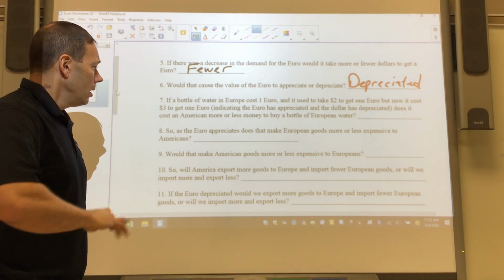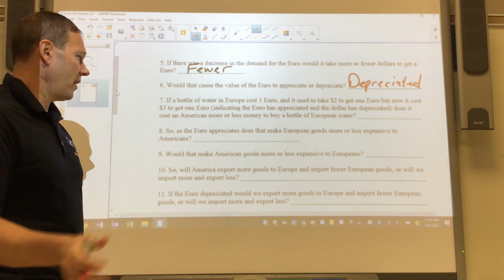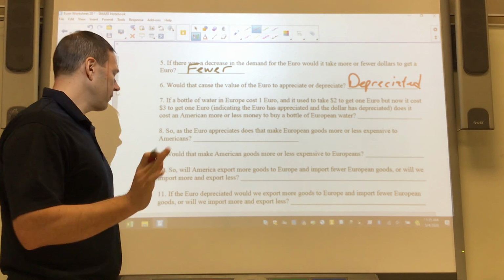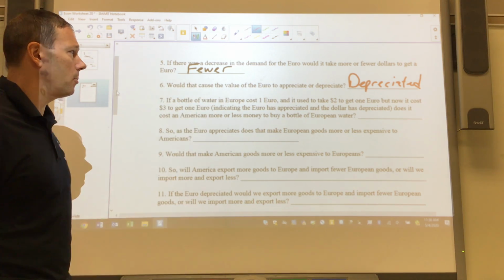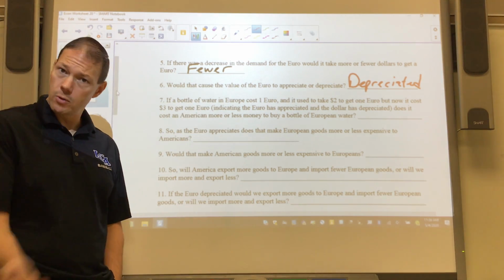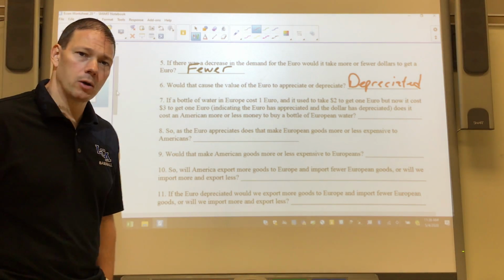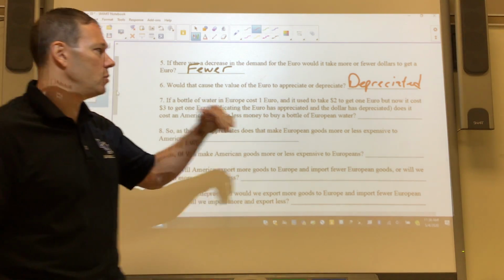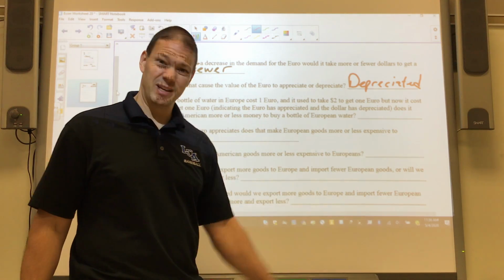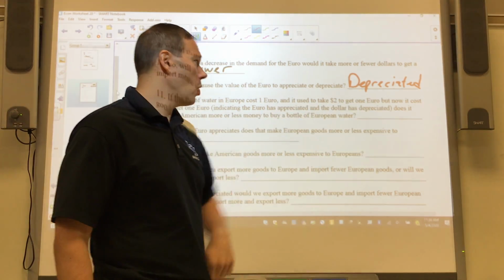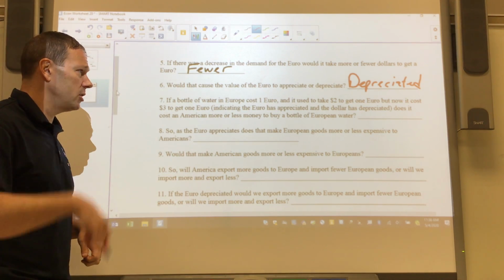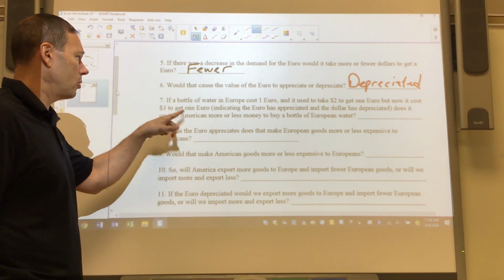Now to understand how this affects trade, you've got to think of it from a traveler's perspective. Let's say a bottle of water in Europe costs €1. So you're going to Europe, you want to buy a bottle of water, it costs €1. Well, you have to give them $2 to get that euro. At least last year when you went to Europe, it took $2 to get the euro. Now you go back and you find that the exchange rate has changed and it takes $3 to get €1.